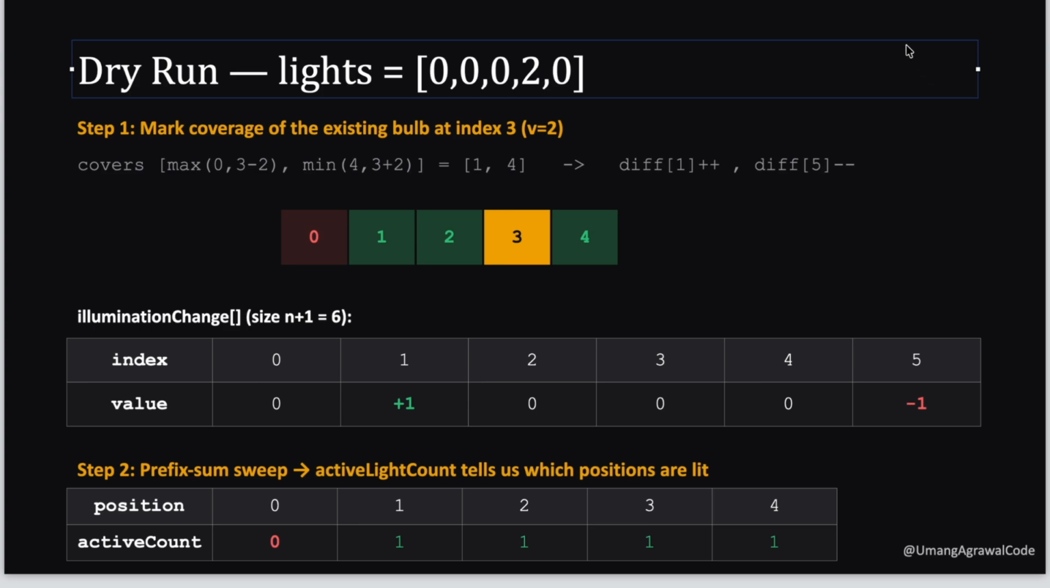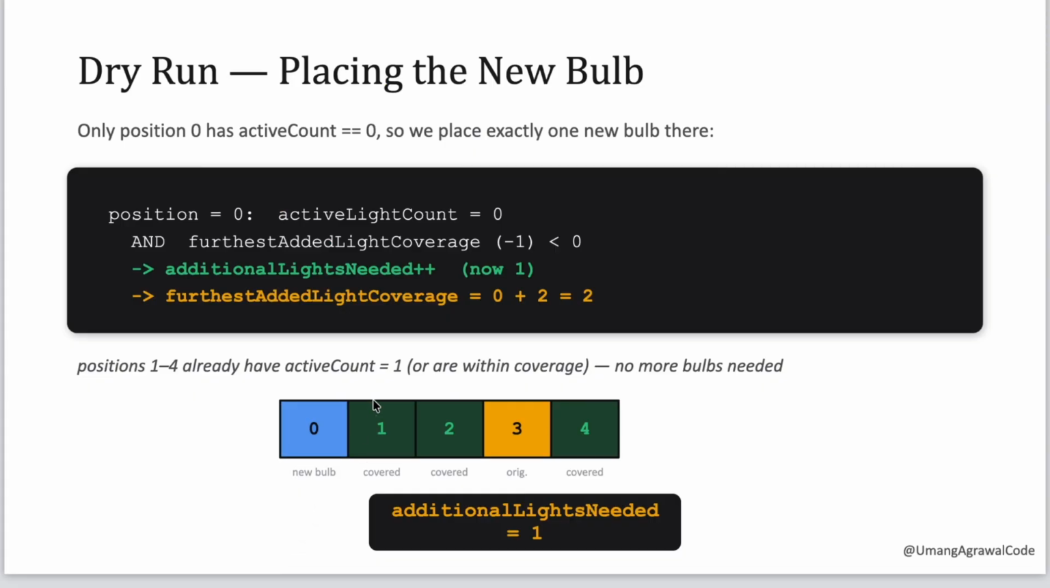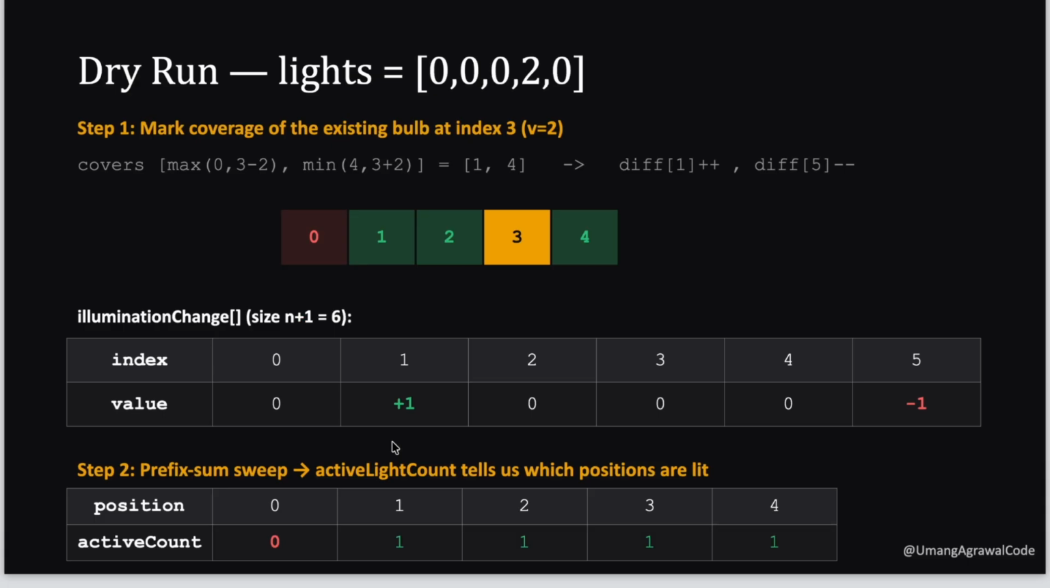Which one it doesn't matter, but it is brightened by at least one bulb. It is not 0, but at position 0, it is 0. So what are we going to do? We are going to add one additional bulb at index 1, and it will brighten position 0.